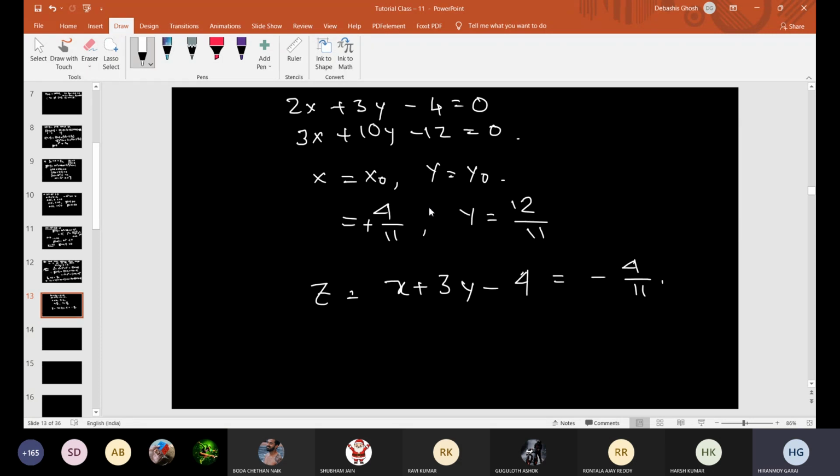So now once you get that x, y, z, you can find d, which is the square root of 4 by 11 whole square plus the rest. That gives you the minimum value. Okay, so that's all. I will give you 1 or 2 more problems to solve, and then we will discuss in the next class.